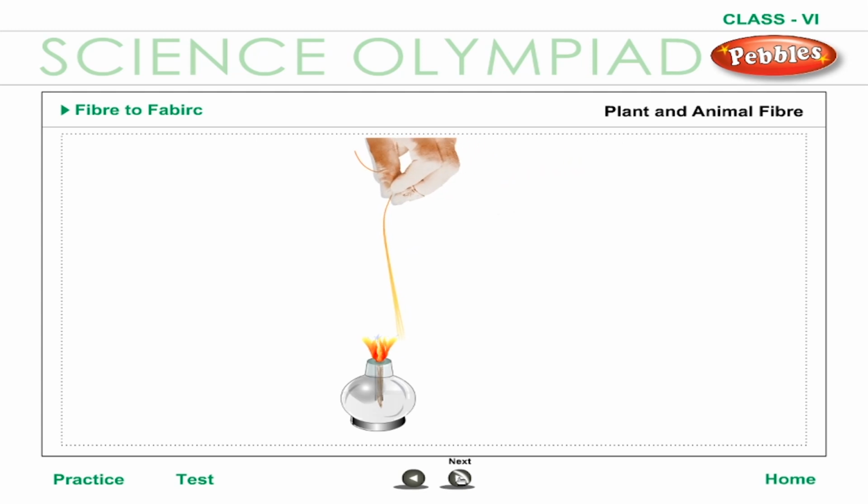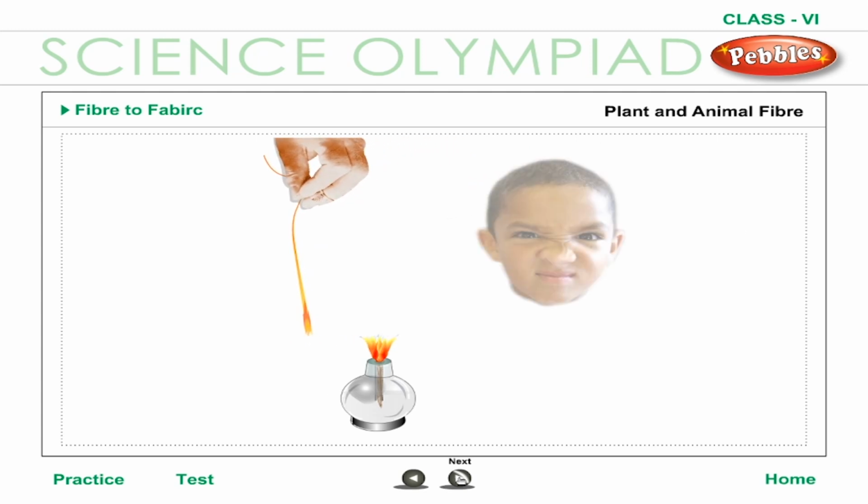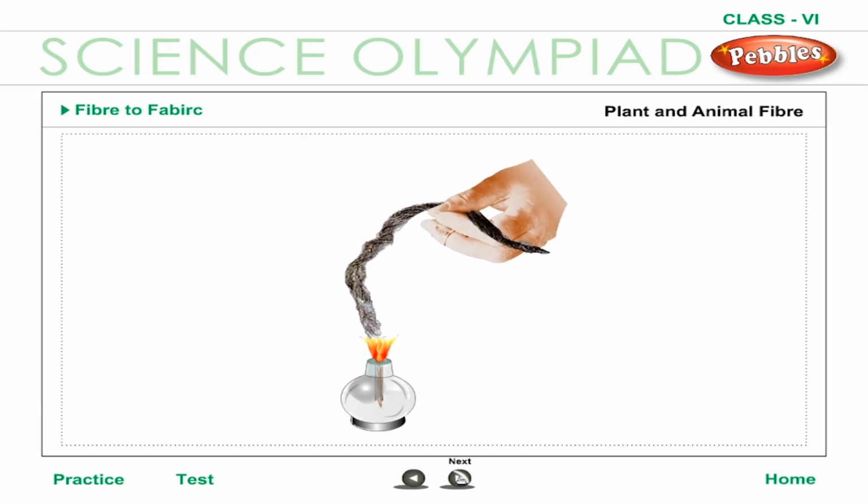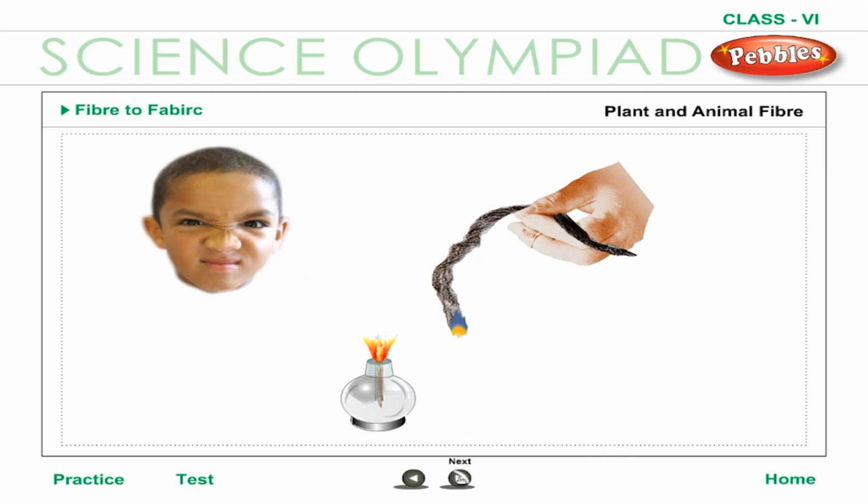Plant and animal fiber. Burn a piece of sewing thread, plant, and a piece of wool, animal. Observe and smell the smoke which is produced on burning. The smoke from the sewing thread will give you a smell like that of burning paper, because it is made up of cellulose.